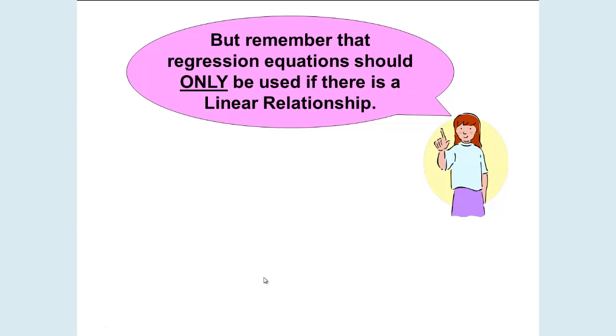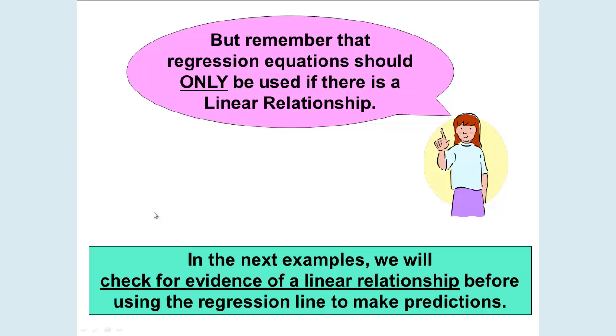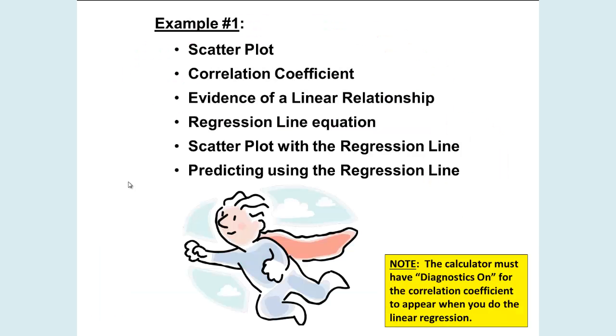Remember in our previous example that we did make some predictions, but we didn't really test to see if it should be used because we didn't test to see if there really was a linear relationship. And the regression equation should only be used if there is a linear relationship. In the next examples, we will check for evidence of a linear relationship before using the regression line to make predictions. In example 1, we had a scatter plot, correlation coefficient.